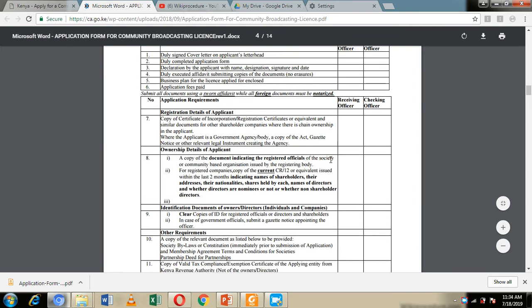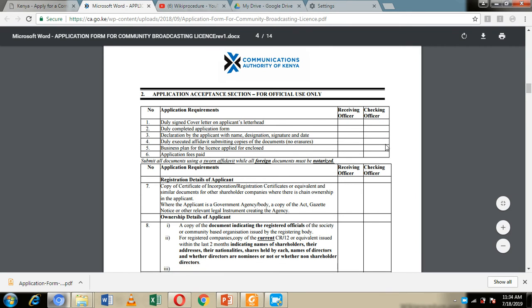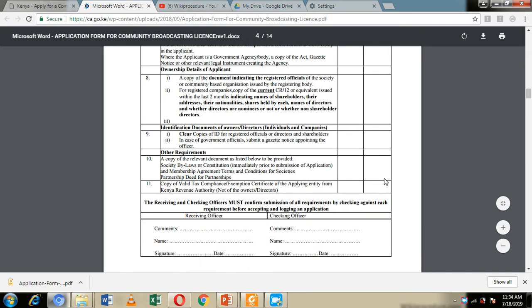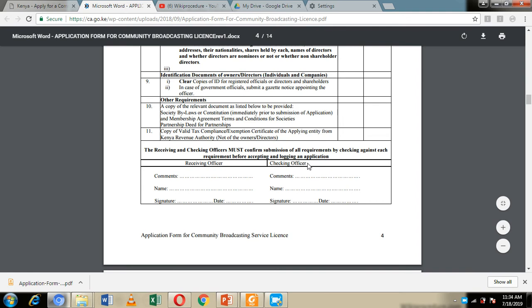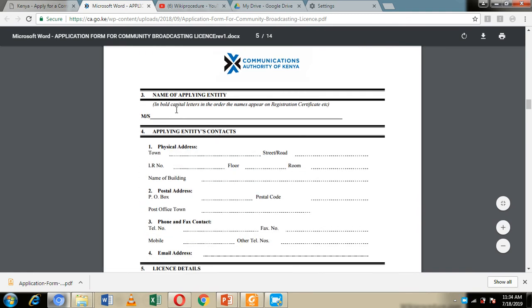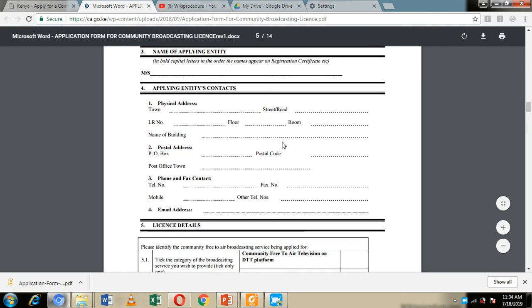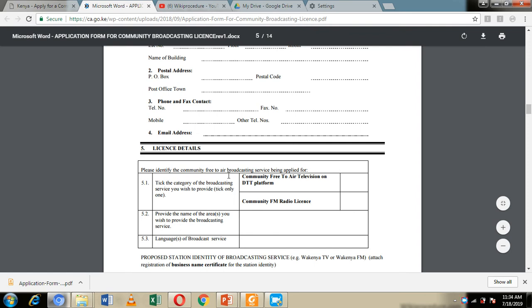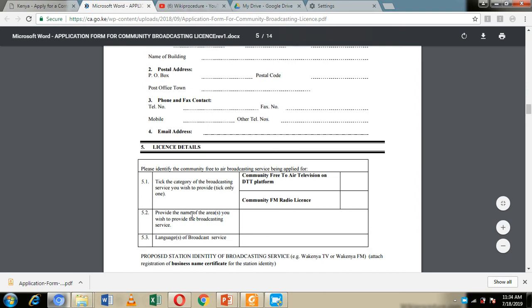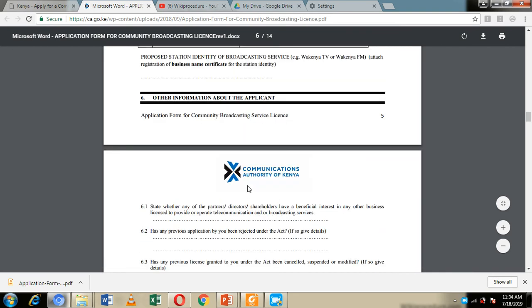Let's move on. These are also some of the requirements. These are checklists to make sure you have all things in order before you submit the document. And here you're supposed now to give the name of the entity in bold letters, the physical address, postal address, and which category you want. If you want a radio license, you're supposed to tick here the name of the license, which languages you're going to broadcast in. Let's move on.